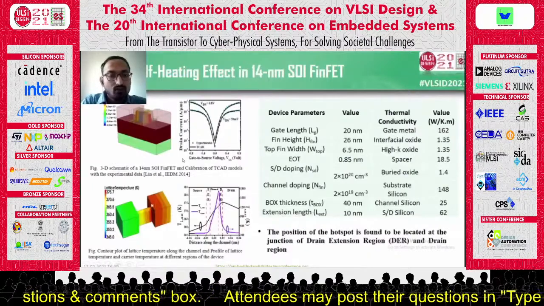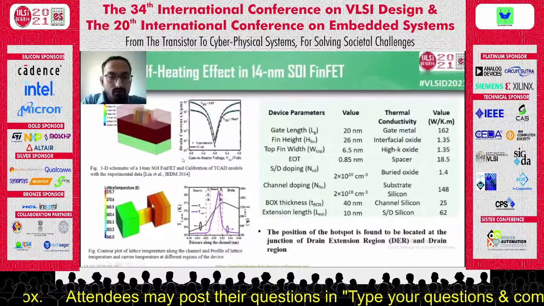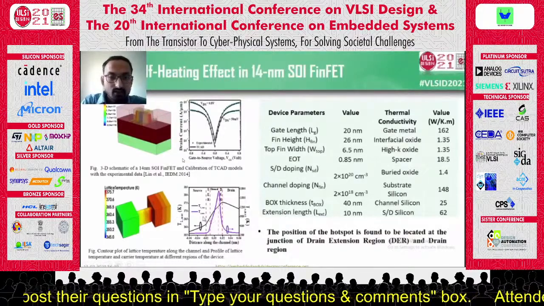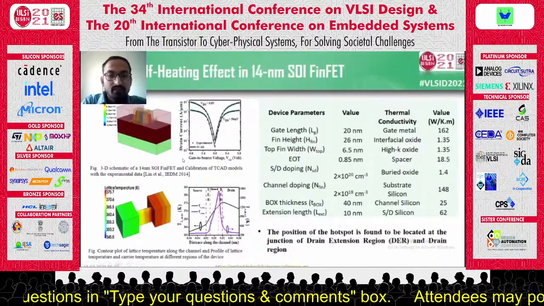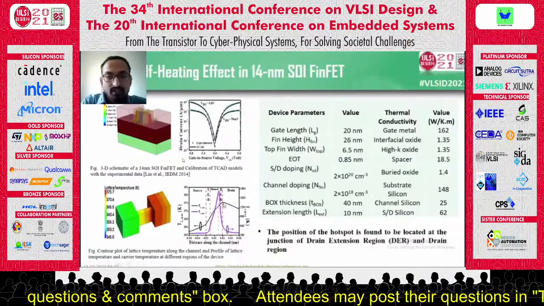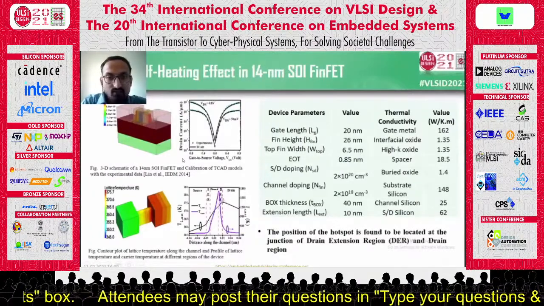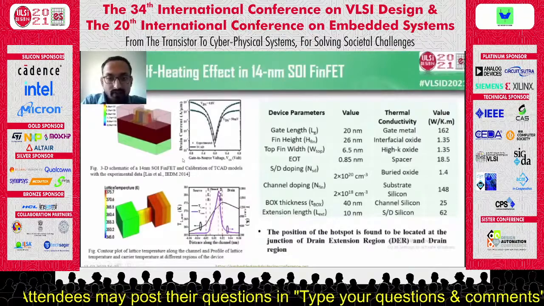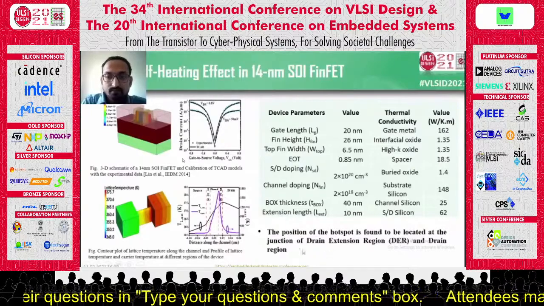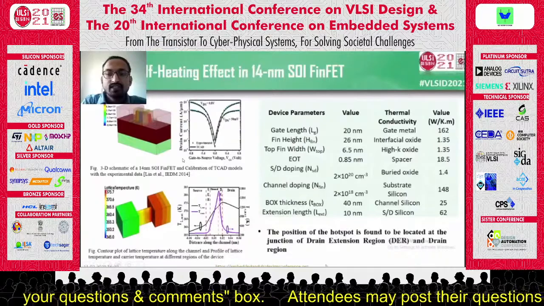So here we have shown the contour plot of lattice temperature along the channel, and a hot spot can be observed at the junction of the drain extension and drain region. Here we have shown the profile of lattice temperature and carrier temperature in different regions of the device. It can be observed that the peak of the lattice temperature exists at the junction of the drain extension region and drain region, while the peak of the carrier temperature exists at the edge of the channel and drain extension region. So the position of the hotspot is found to be located at the junction of the drain extension region and drain region.